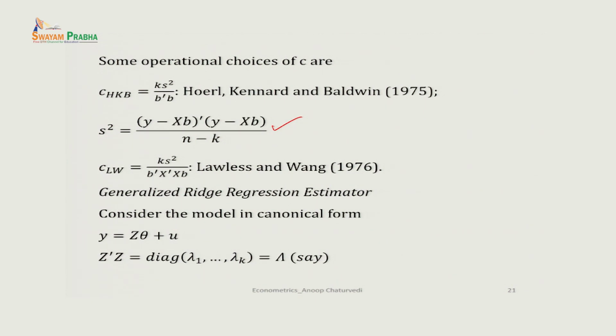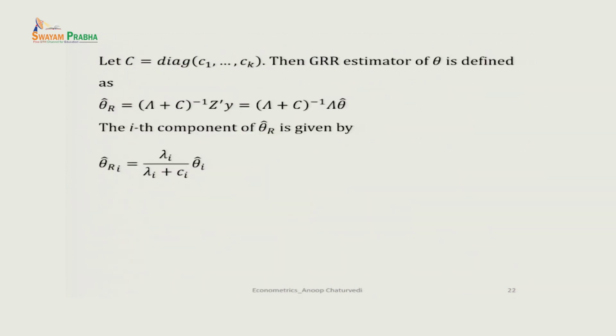Now, we consider the generalized ridge regression estimator. Again we consider the model in canonical form, so that Z transpose Z is equal to diag(lambda 1, lambda 2, and so on, lambda k), and we write it equal to capital Lambda. Again all these eigenvalues are in decreasing order. Then suppose C is a diagonal matrix diag(c1, c2, ..., ck).